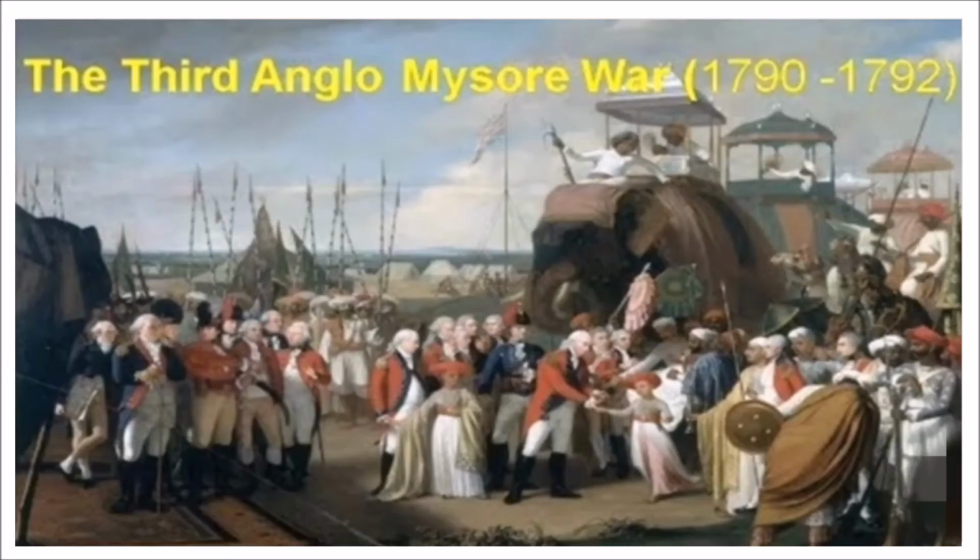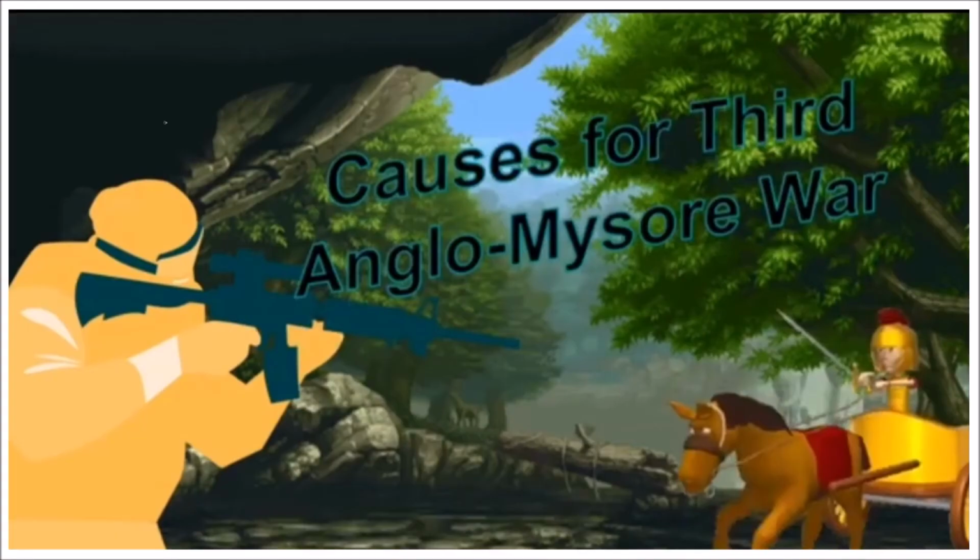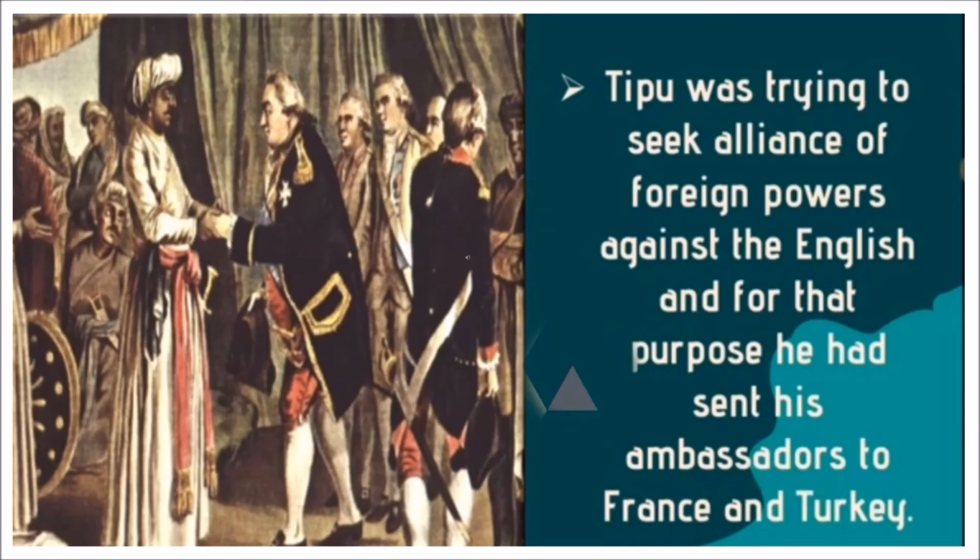Now, let's see the Third Anglo-Mysore War, which was fought between the time period of 1790 to 1792. First, we have to know the reasons which led to the Third Anglo-Mysore War. The causes are: Tipu was trying to seek an alliance of foreign powers against the English, and for that purpose he had sent his ambassadors to France and Turkey.